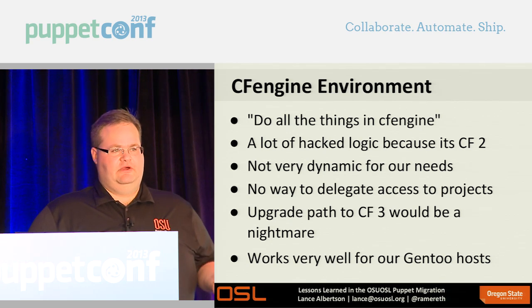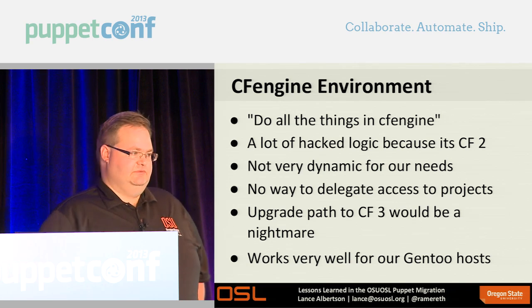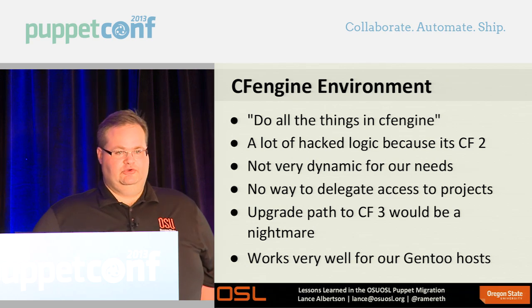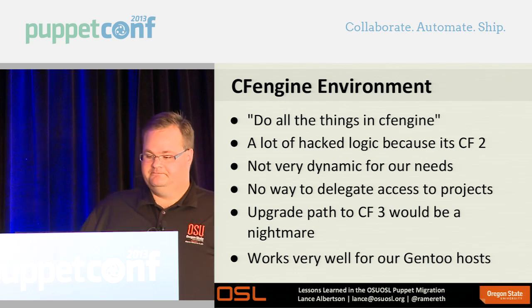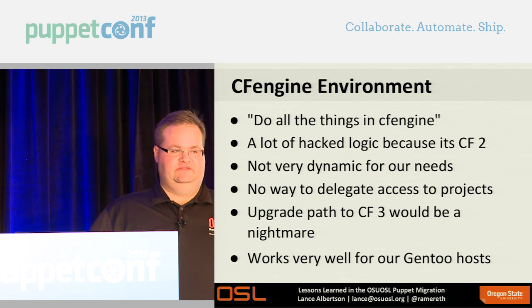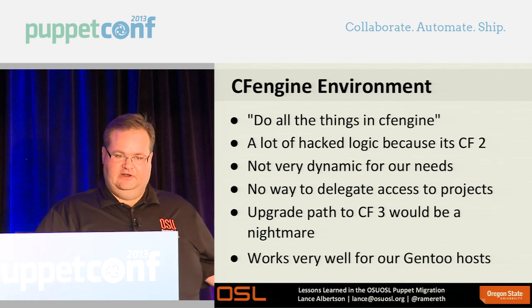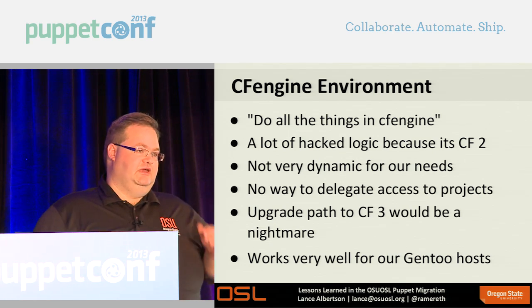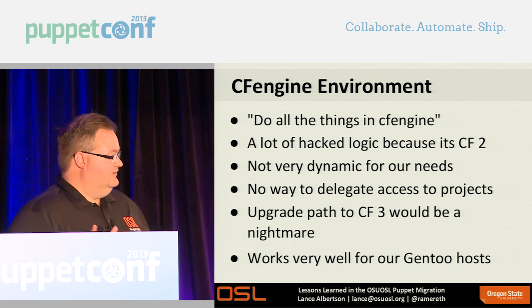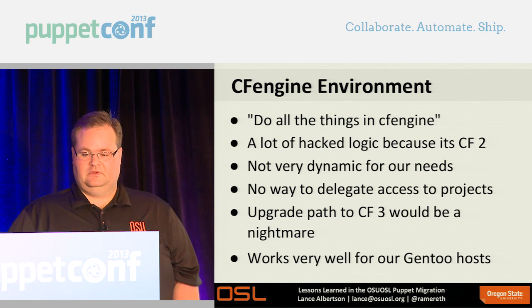It's not really dynamic for what we needed. We live now in a Web 2.0 world, and we can't really do what we need to do with CFengine. We wanted some easy way of delegating access to projects so that we didn't have to manage everything. They could do it. And with CFengine, we really couldn't do that easily. Of course, there's CFengine 3, which has made a lot of improvements. But looking at the upgrade path, it was going to be just as much work as moving to Puppet or Chef or whatever, so we decided not to do that. And I really felt like Puppet was the way we wanted to go. And for now, the way we have CFengine set up, it actually works pretty well with Gentoo hosts. So that worked really well.